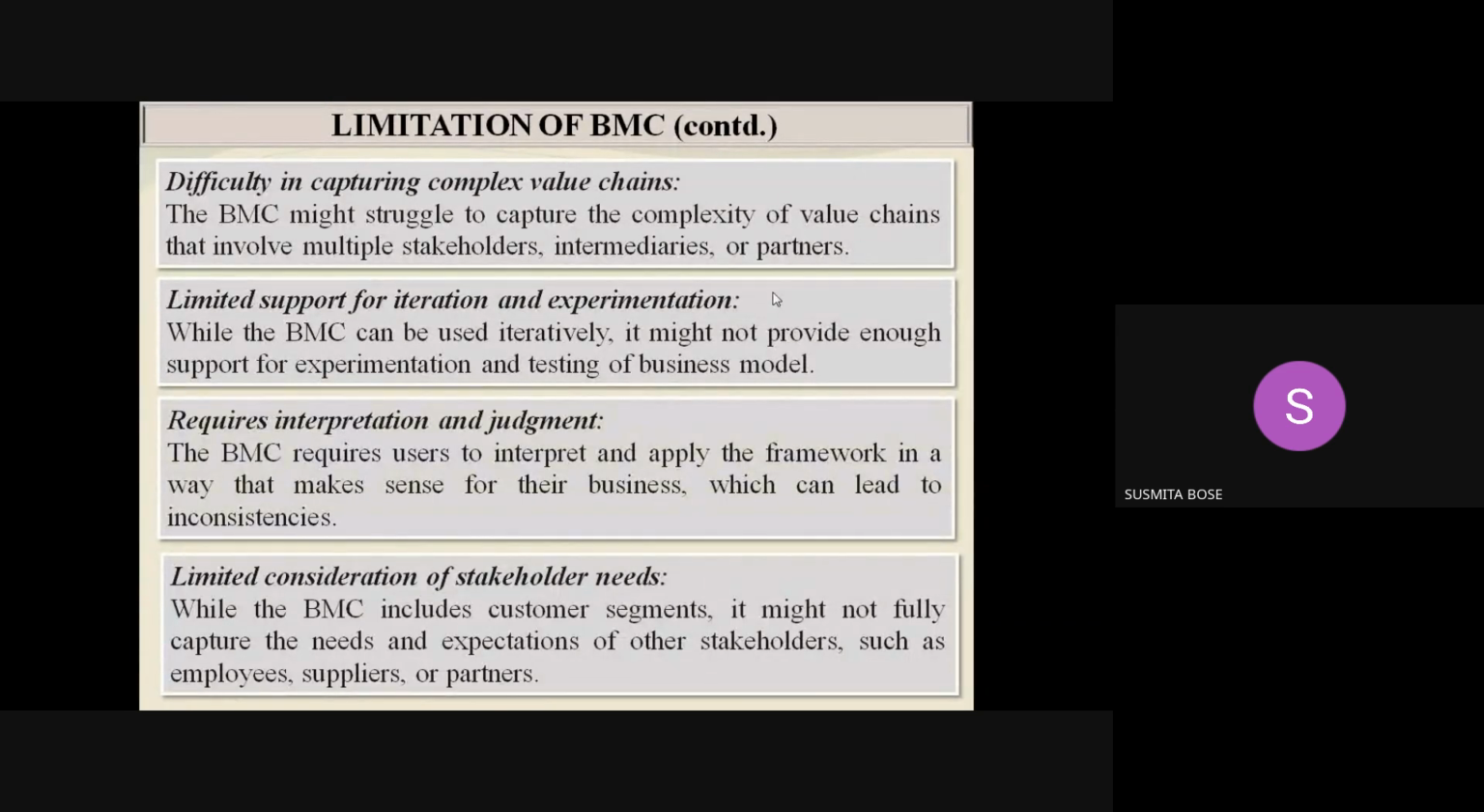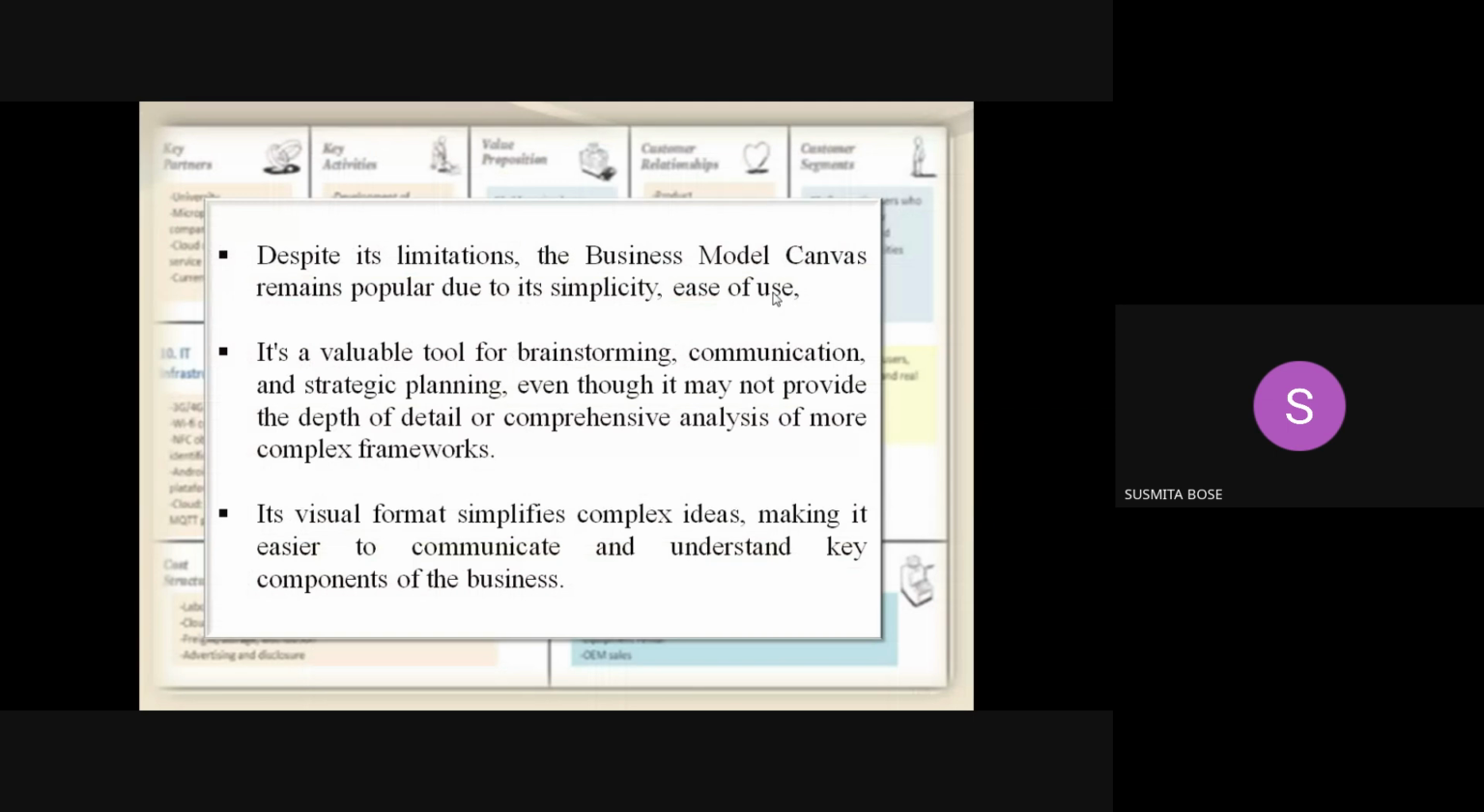BMC requires users to interpret and apply the framework in a way that makes sense for their business, which can lead to inconsistencies. BMC can be used iteratively, but it might not provide enough support for experimentation and testing of the business model. So now we have discussed the limitations of BMC.